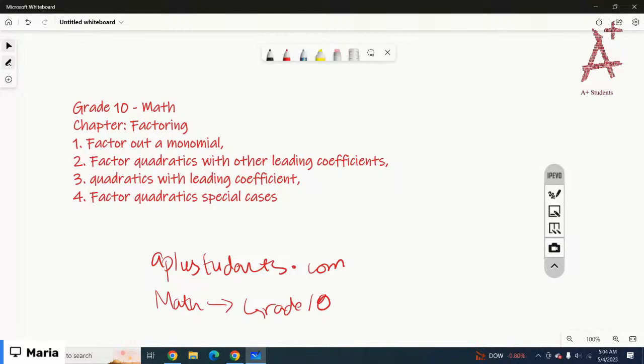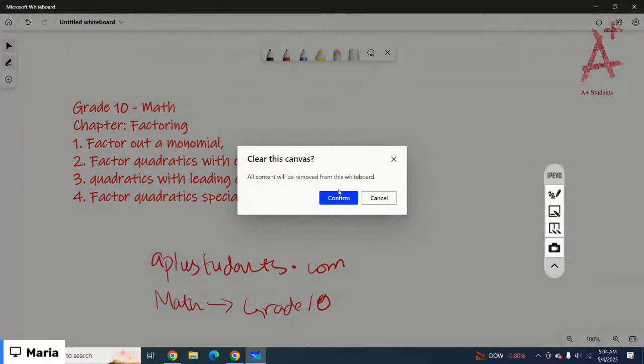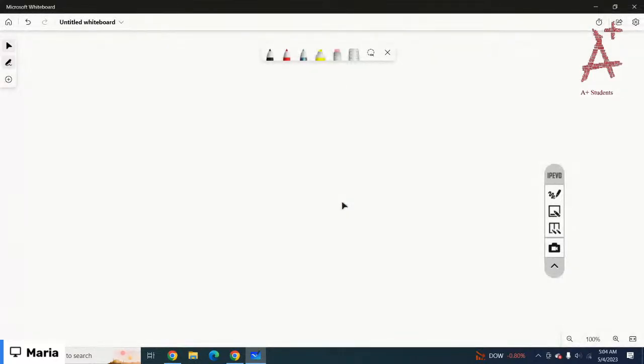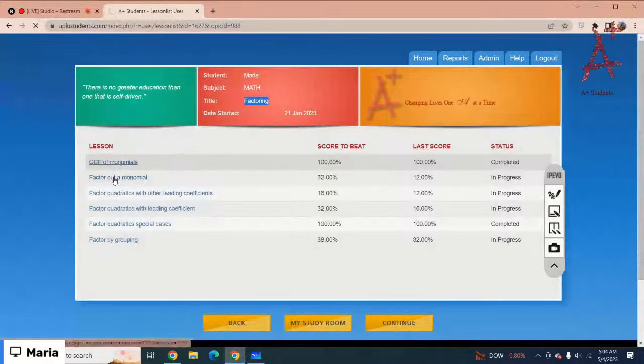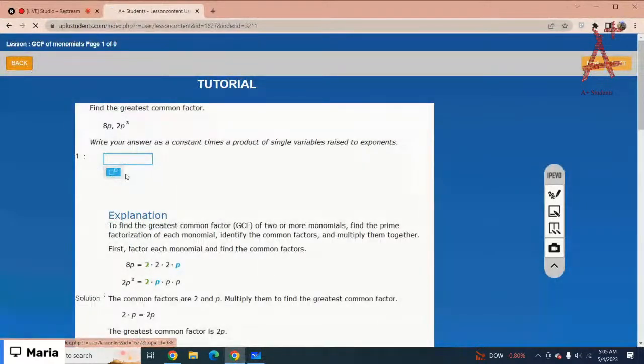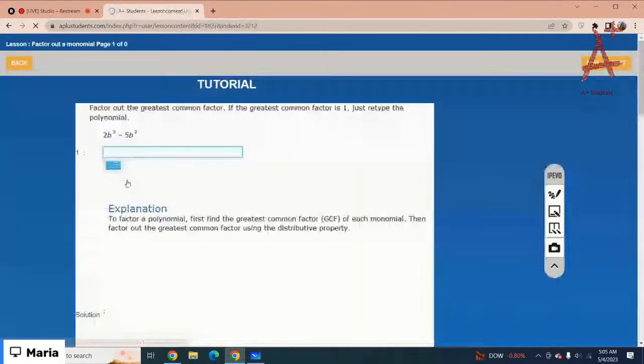We're going to start with the chapter factoring, and the lessons we're going to cover today are factor out a monomial, factor quadratics with other leading coefficients, and factor quadratics special cases. So let's just start with the lesson. You can find the chapter factoring on aplusstudents.com. Got it? Okay, here I'm on the chapter factoring, and let's start with the lesson, factor out a monomial.